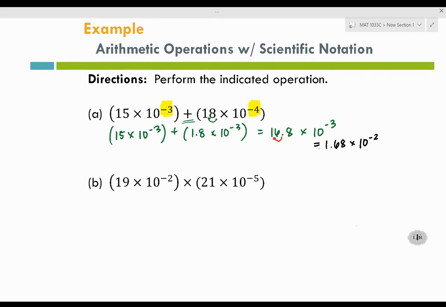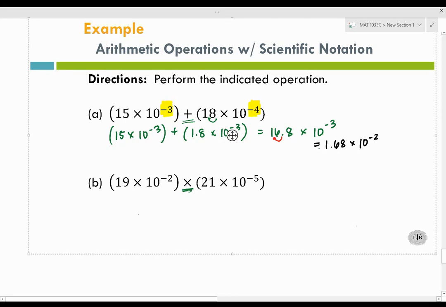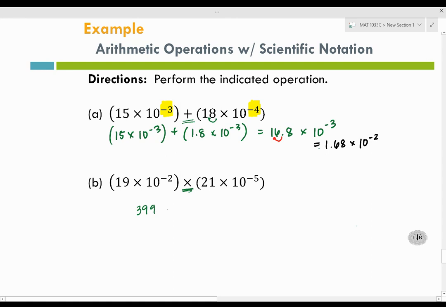All right, let's try the second one. For the second one, we are doing multiplication. For multiplication, you don't care if the powers are the same. So you're going to go ahead and multiply their number parts. So we're going to do 19 times 21. That's 399 times 10. Because we are multiplying, we are going to add their powers. So -2 plus -5, which is going to give us -7.